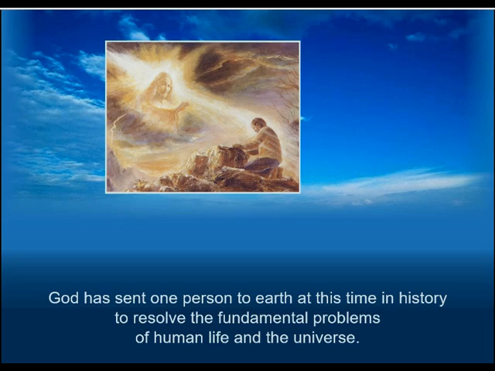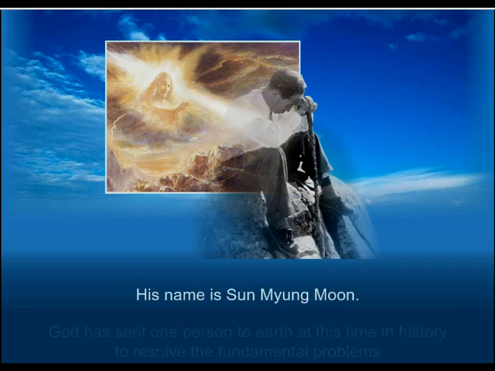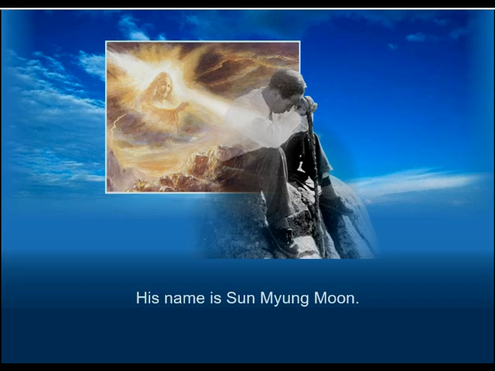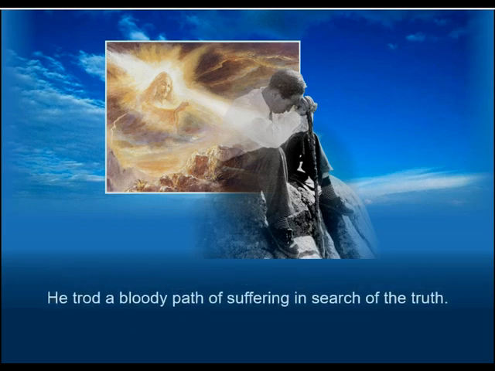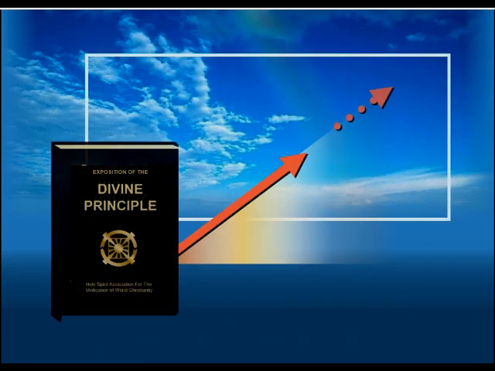God has sent one person to earth at this time in history to resolve the fundamental problems of human life and the universe. His name is Sun Myung Moon. He trod a bloody path of suffering in search of the truth. Through intimate spiritual communion with God and by meeting Jesus and many saints in paradise, he brought to light the secrets of heaven.